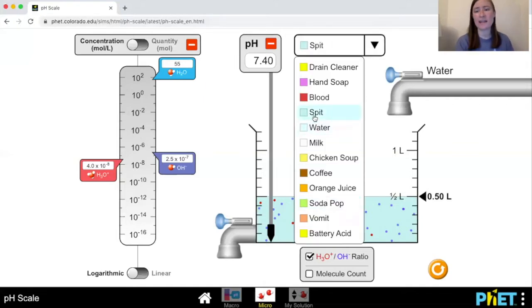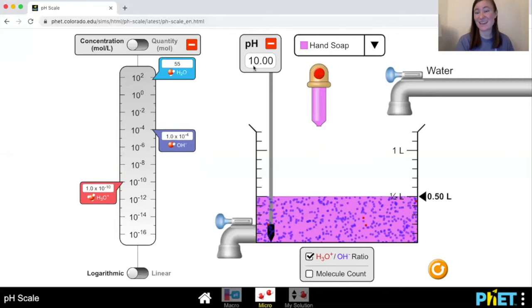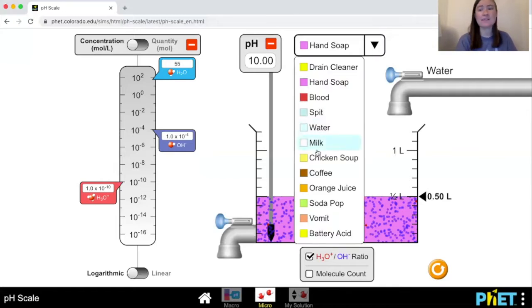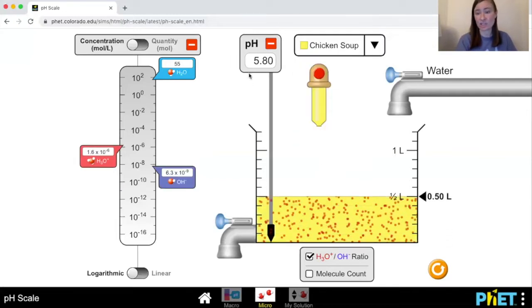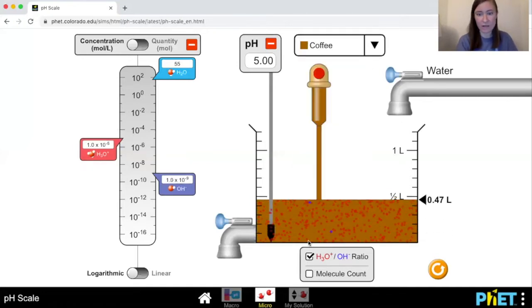If we go for something a little bit more basic, like hand soap, which has a pH of 10, which isn't even the most basic substance on our list, already we've got way, way more OH- and almost no H3O+. If we go the other way to something a little bit acidic, like chicken soup that has a pH of 5, we've got almost all H3O+ and very, very little OH-. If we look at coffee, same deal. It's almost all H3O+, almost no OH-. Even though the pH has only gone down by 2, from 7 to 5.